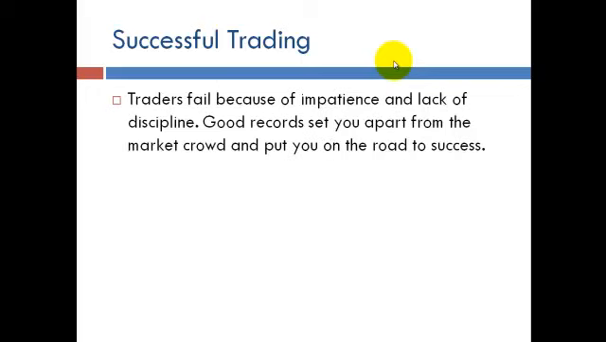Traders fail because of impatience and lack of discipline. You see, we place a trade and sometimes it will stay in red for 2 weeks, 3 weeks, a month. We have to be disciplined and be patient. As long as there's no cross between the 8 and the 23, we are still in the trade. We haven't lost anything. A good record sets you apart from the market crowd and puts you on the road to success.